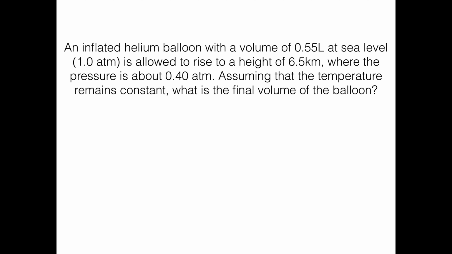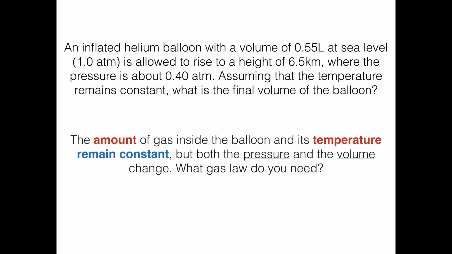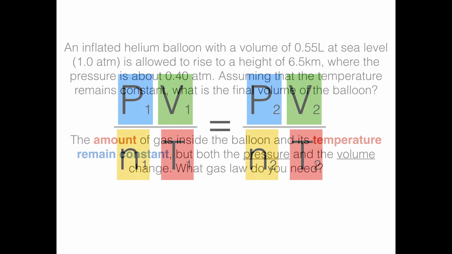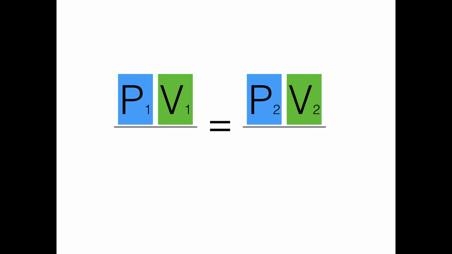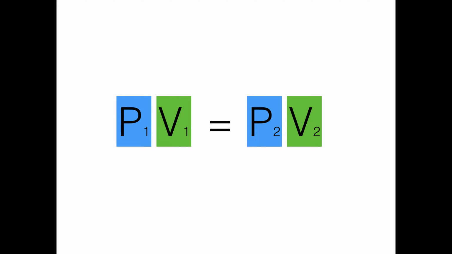We also find that we're looking for a final volume. The amount of gas inside the balloon and its temperature remain constant. So the T is going to remain constant, but both pressure and volume change. So what gas law do you need? Again, this is the ideal gas law. Now, I determine the ones that I don't need. My moles remain the same. It doesn't indicate anywhere in the problem that I changed the amount of substance I was dealing with. The moles remain the same, and it also explicitly said that the temperature remains constant. So that means these terms I don't need. I can go ahead and ignore those for now, and then this is the equation that I'm dealing with.